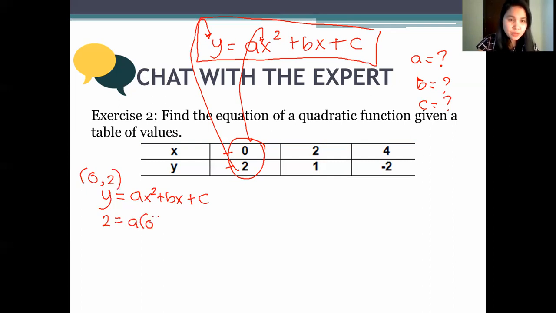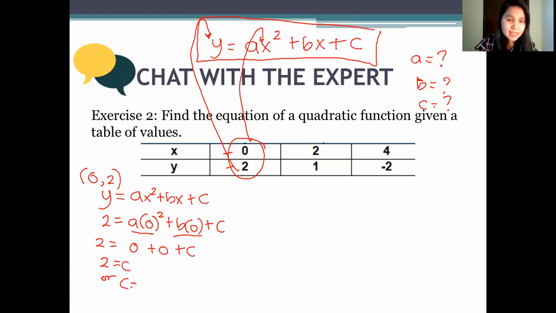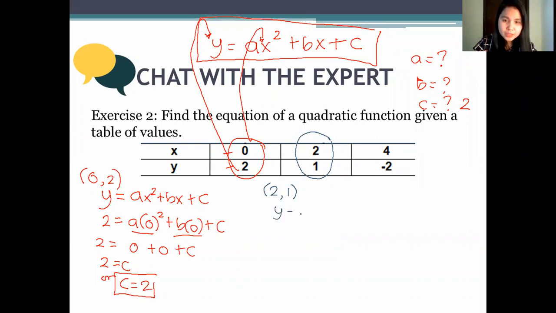Equals A, 0 squared plus B times 0 plus C. So this becomes 0. The next becomes 0 plus C equals 2. So we're left with 2 equals C, or we say C is equal to 2. So now we have already the value of C. Our C is 2. This time, let's solve for the values of A and B. Let's use the second ordered pair. You will do the same, okay? Ready? 2 and 1. Y equals AX squared plus BX plus C. Our Y is 1.